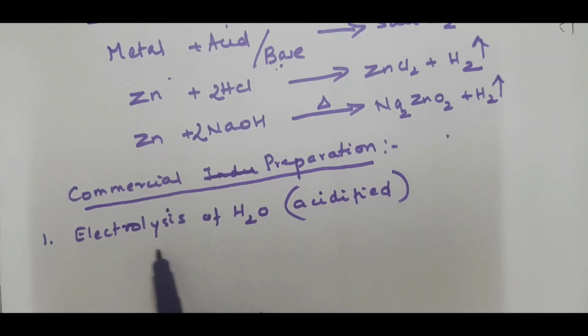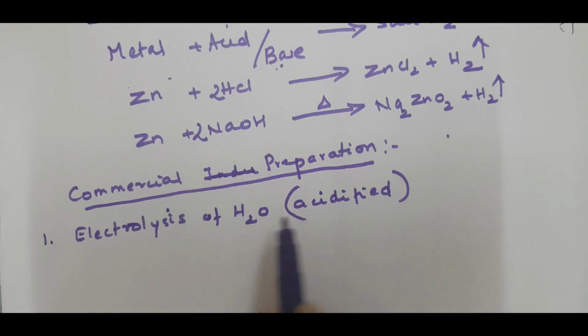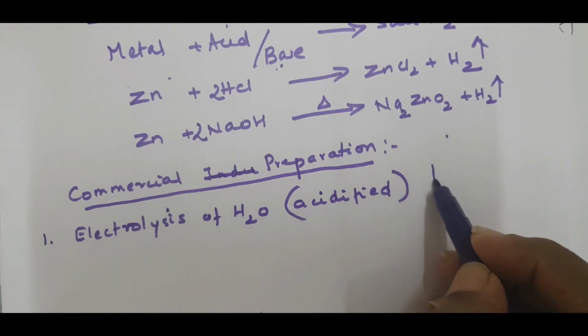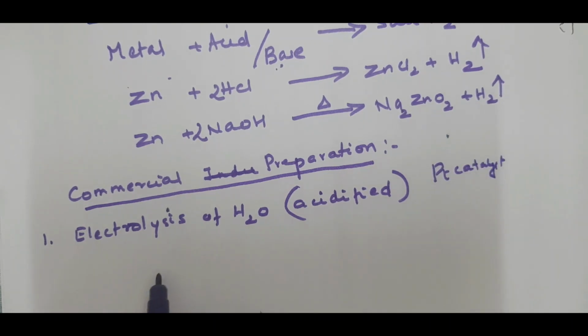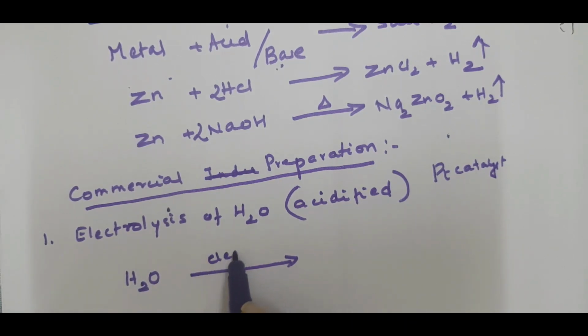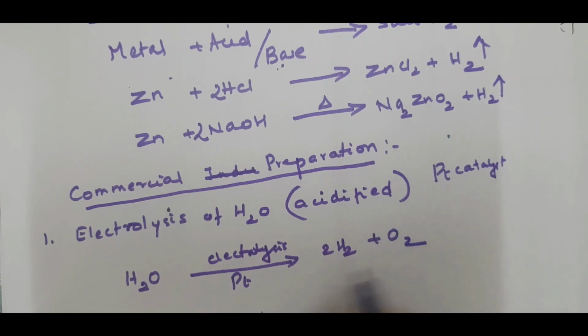So by the electrolysis of acidified water, if you want, you can use platinum as a catalyst. If I write the equation, water under electrolysis, with platinum as a catalyst, you will get hydrogen plus oxygen. See, hydrogen plus oxygen.